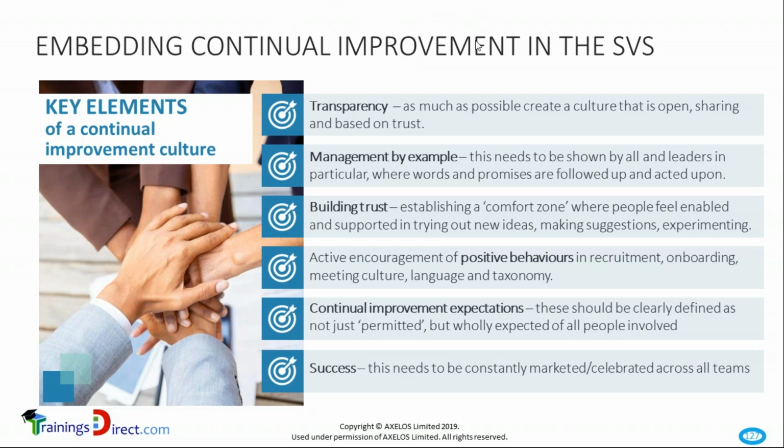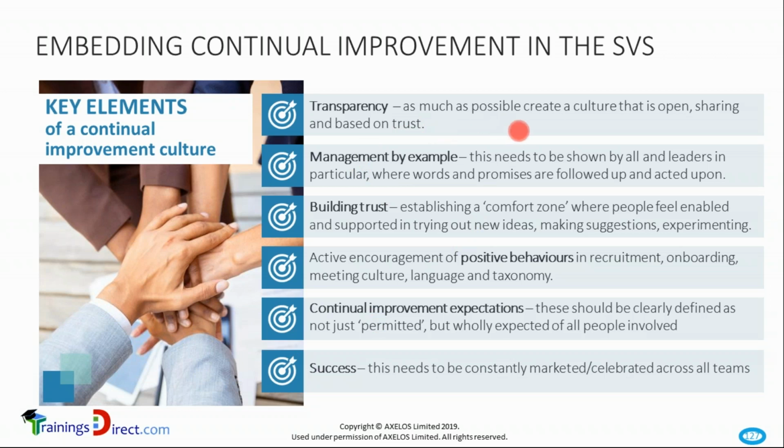Embedding continual improvements in the SVS. Key elements of a continual improvement culture. We have a list of the elements or the traits which are required in a continual improvement culture: transparency, management by example, building trust, positive behaviors, continual improvement expectations to be clear, and marketing of the success.